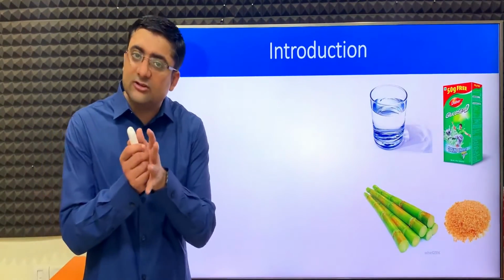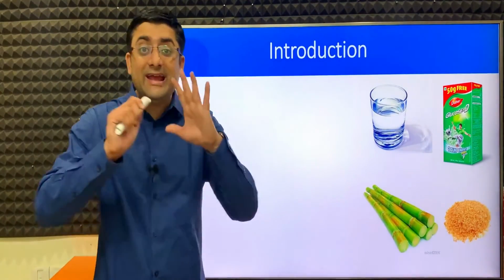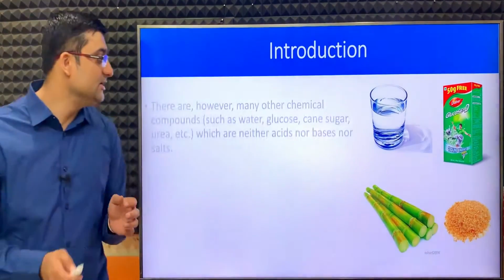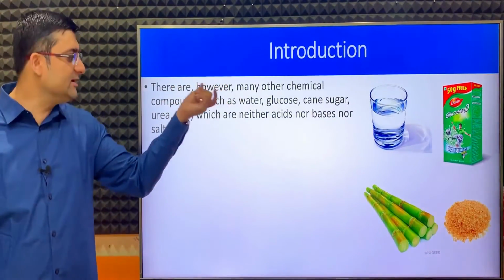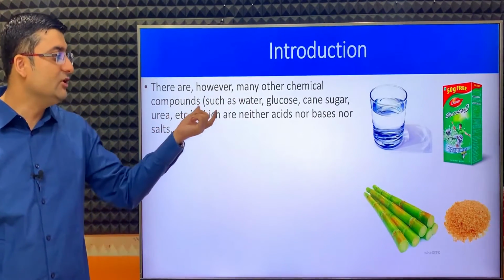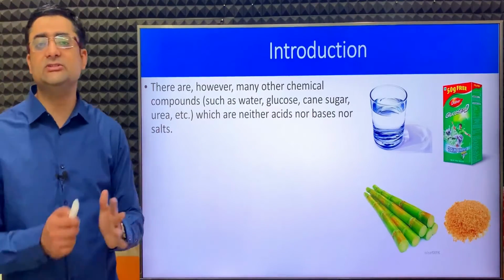So acids, bases and salts are three important types of compounds, but not every substance can be classified as acid, base or salt. Is this clear? So see, there are, however, many other chemical compounds such as water, glucose, cane sugar, urea, etc., which are neither acids nor bases nor salts.